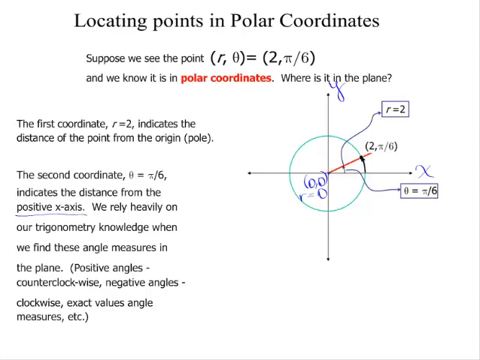And we are going to rely heavily on our trig knowledge, so make sure and review if you need to. Remember from trigonometry, positive angle measures rotate counterclockwise from the x-axis, where negative angles rotate clockwise. We're going to need our exact value angle measures. We're going to need to have a good idea of where pi over 6, pi over 4, and pi over 3 are in the plane. So review your unit circle.